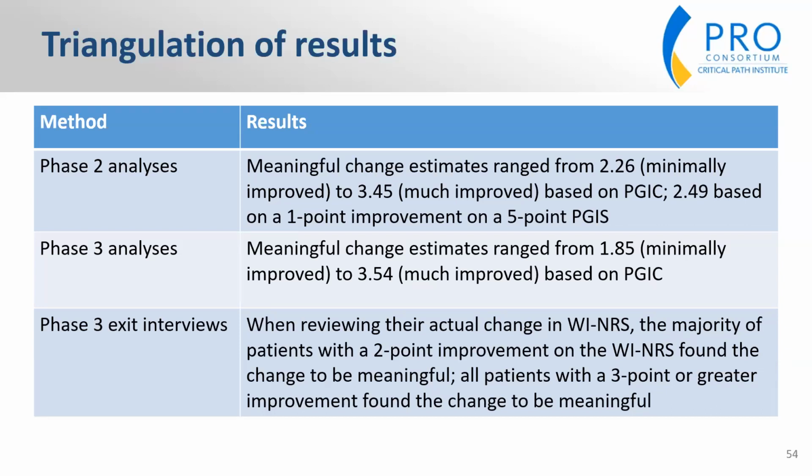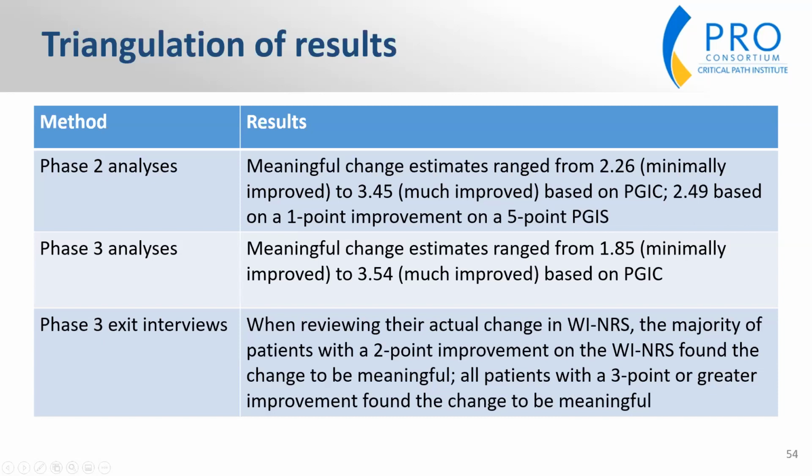So very briefly, triangulation of results, and what our key takeaways were, that we had a variety of anchors that we used in the phase 2 analyses. And our primary anchor was that 1-point change on the PGIS, which we considered to be clinically meaningful, given that it was a point change in severity. And that really indicated about a 2.5 point change on the WI-NRS might be meaningful, although certainly there was a range from 2.3 to 3.5. Again, very similar results using the PGIC in the phase 3 analyses.